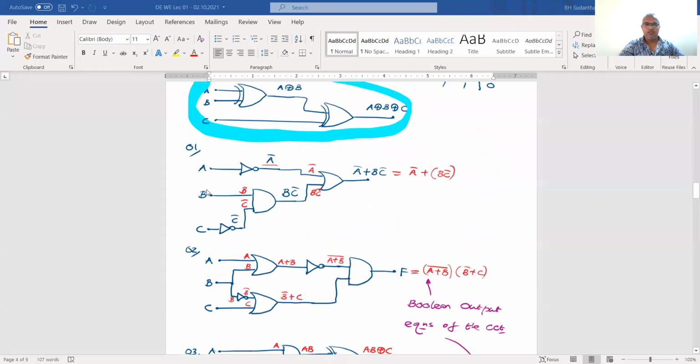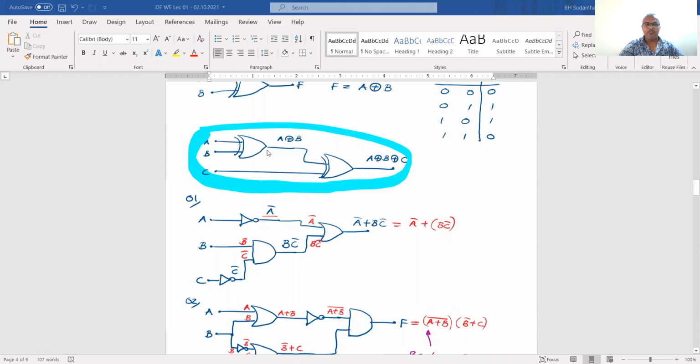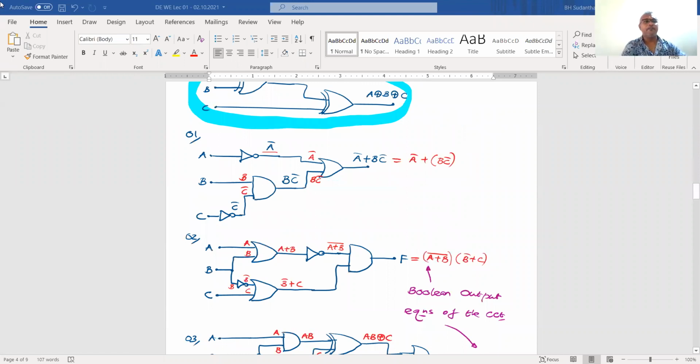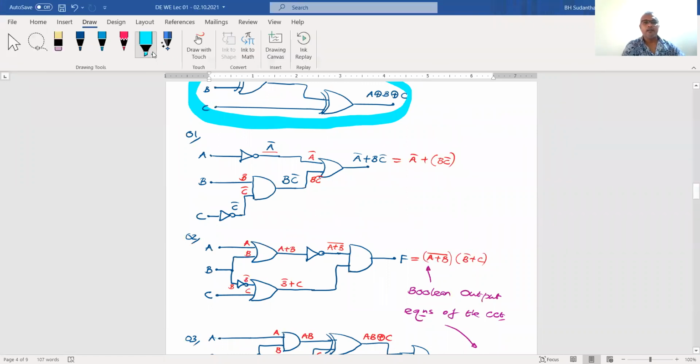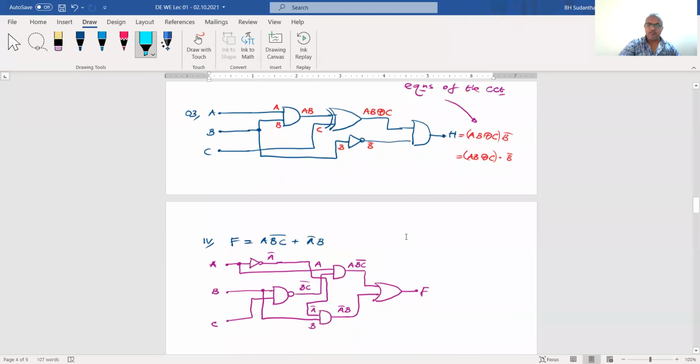Now, with all these things, finally we came to this point. When we have this type of circuit, we should be able to write output equations like this. This is the output equation of this circuit, and this is the output equation of this one. And we need those things, and the reverse of this one also we discussed.